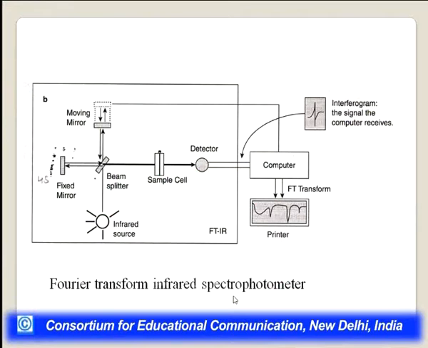Hello viewers, about the FTIR spectrophotometer, we already said in the last part of this lecture that it is an advanced technique, or advanced instrument, as compared to the dispersive spectrophotometer. Here you can see the graphical representation of the Fourier Transform Infrared Spectrophotometer. This is the IR source, this is the beam splitter, this is the moving mirror, and this is the sample cell. Here is the detector, attached to a computer, and you will get a spectrum over here.